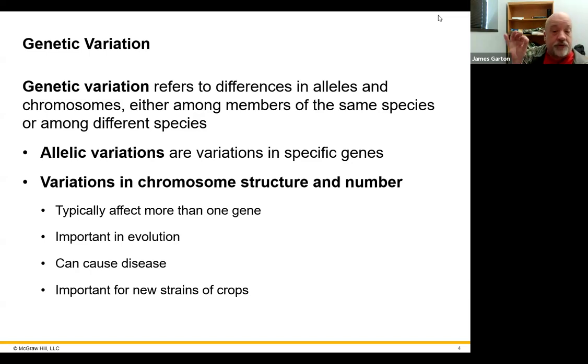And these changes in chromosome structure and number, almost by definition, are going to affect more than one gene. They can be very important forces in evolution. They can cause all kinds of diseases. And they might be important in new strains of crops. And this is especially true for plants.